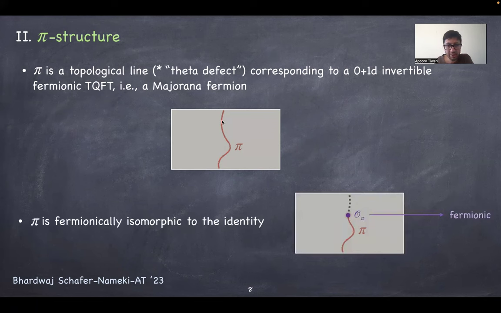Notably, this pi line is fermionically isomorphic to the identity. So there's a topological local operator which can implement an isomorphism between the pi line and the identity line. There's no bosonic isomorphism between pi and the identity. That's why we treat pi and 1 as distinct objects.